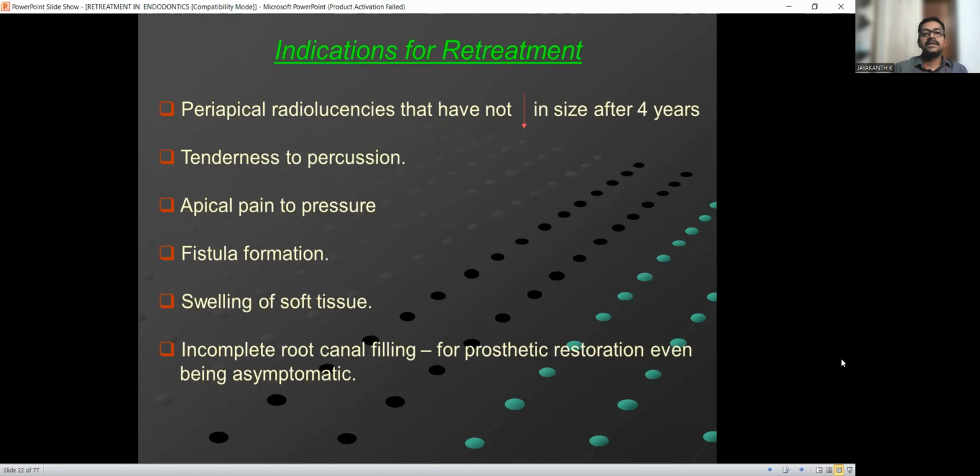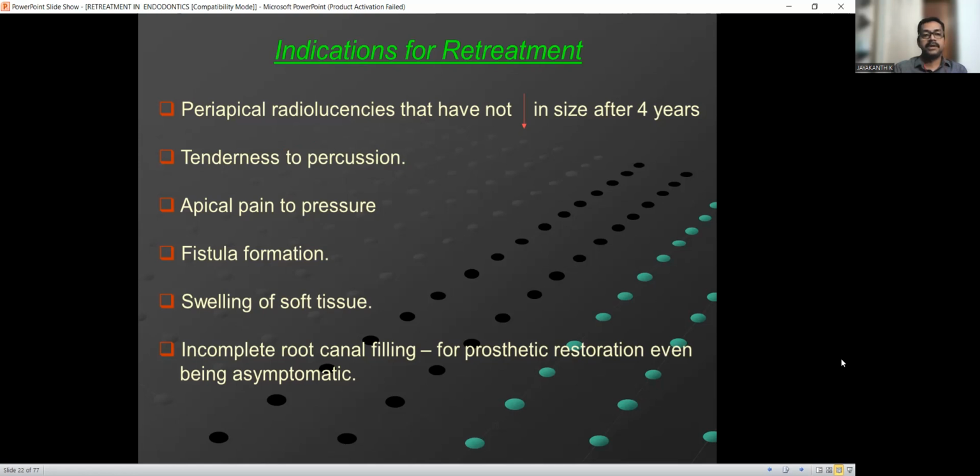Now, what are the indications for retreatment? Periapical radiolucencies that have not decreased in size after 4 years. That's the first indication for going for retreatment. If you find periapical radiolucencies on radiographs that have not decreased in size after 4 years, when you compare the pre-treatment radiograph with the post-treatment radiograph taken at a period of 4 years, and you find that the radiolucency is still the same size, that's an indication for retreatment.